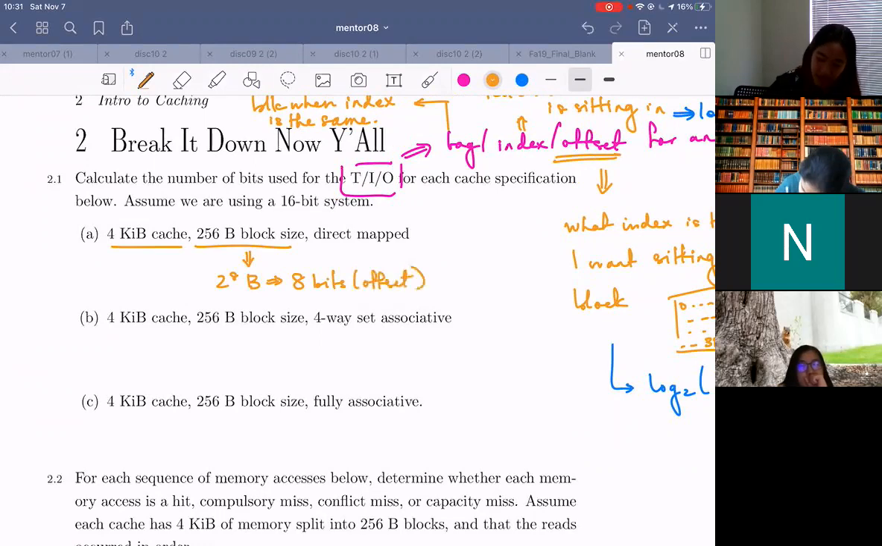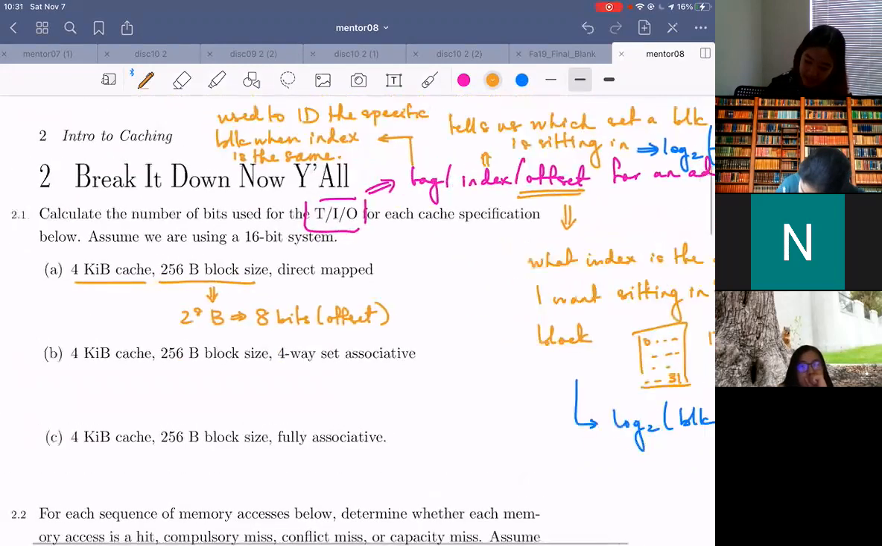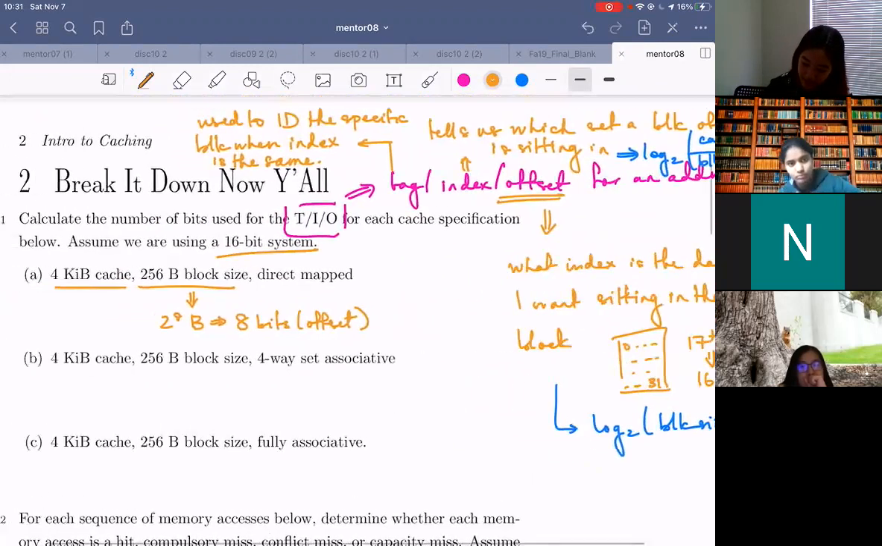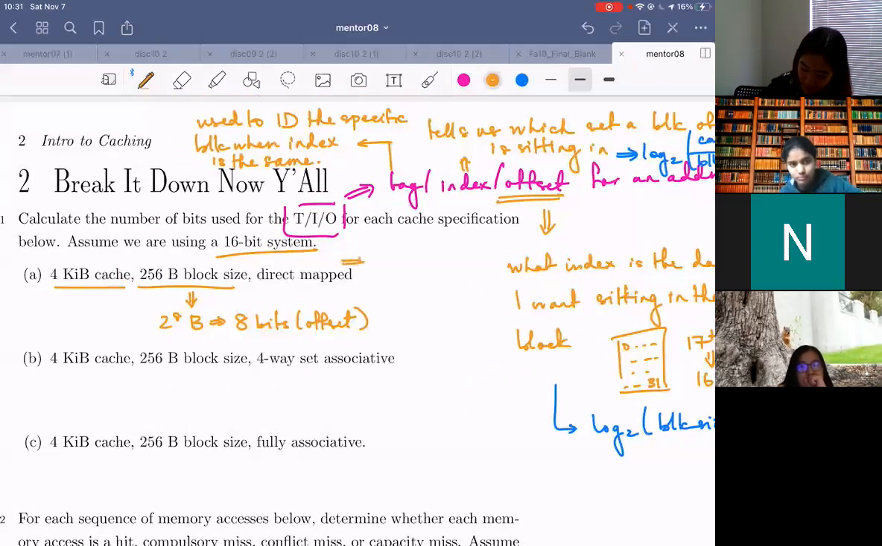And then to figure out the number of index bits, let's see. If we have a 16-bit system and it's direct mapped, we know that n is going to be equal to 1. So to figure out our index, I is going to be equal to log base 2 of our cache size, which is 4 KB, so 2 to the 12 bytes, divided by 2 to the 8 of the block size, times 1.